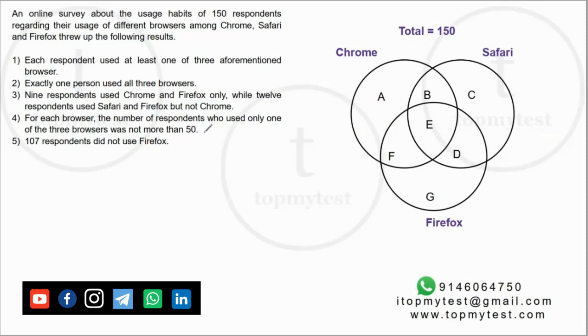Okay, so let's draw a diagram. So you have this total is 150, nobody outside. Each used at least one browser. Exactly 1 person used all 3 browsers, so E is equal to 1. That's also fixed. 9 respondents use Chrome and Firefox only, so F will be equal to 9.